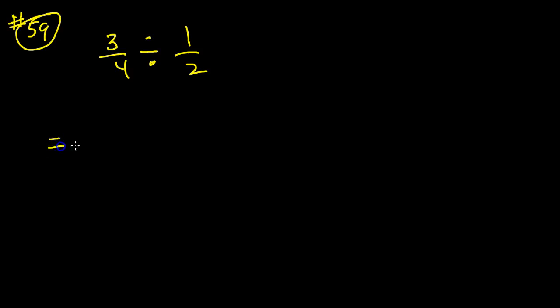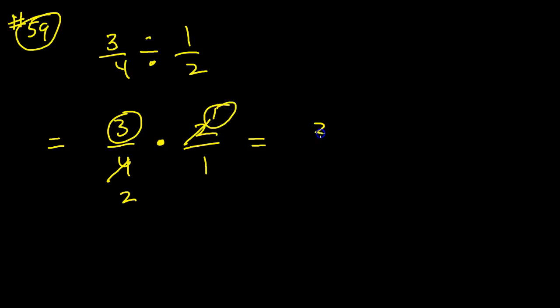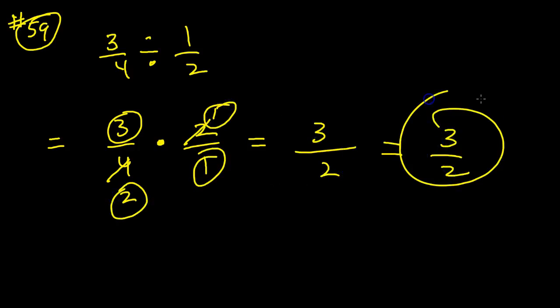And again, keep, change, flip the divisor fraction. Now notice, 2 does go into 4 twice, so I'll make that cross cancellation. And 2 goes into 2 once, so I've got 3 times 1 in the numerator, which is 3, and downstairs 2 times 1 is 2, or 3/2, final answer.